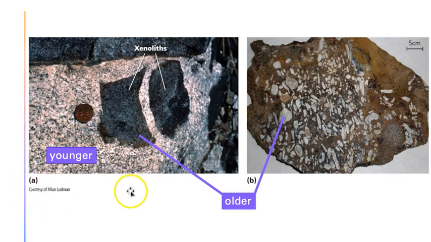So a couple examples here. Let's call this younger rock body here granite, which is including the older rock that's quite dark that are called xenoliths. So the granite rose up as magma into the pre-existing darker rock body. Some of those pieces broke off into that magma, and then the magma solidified around them.